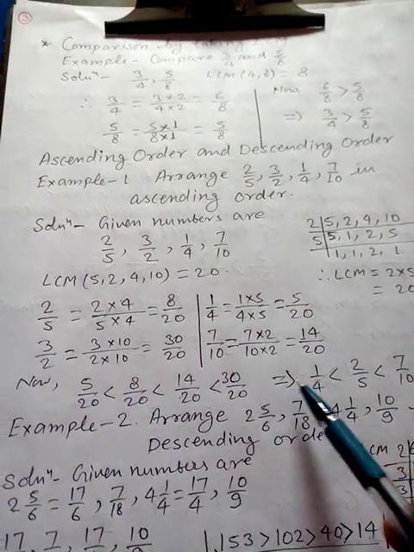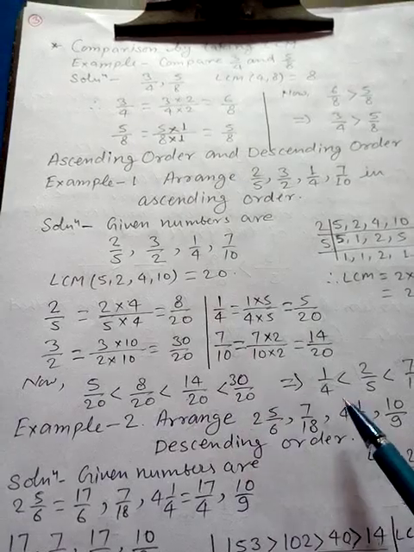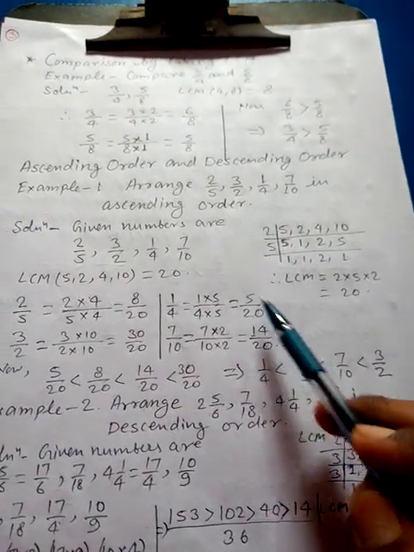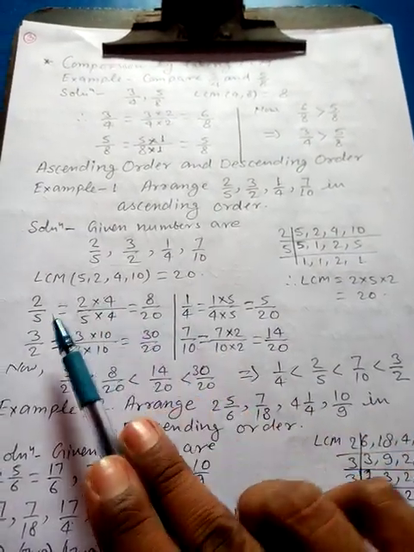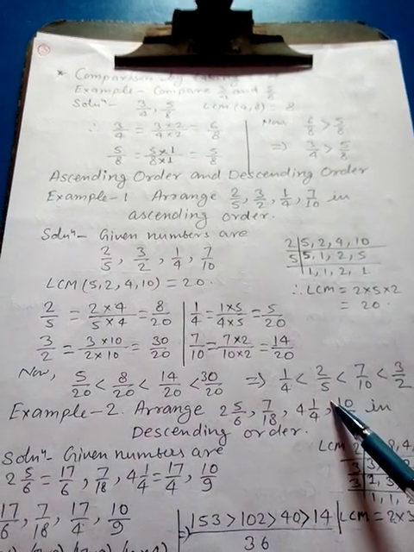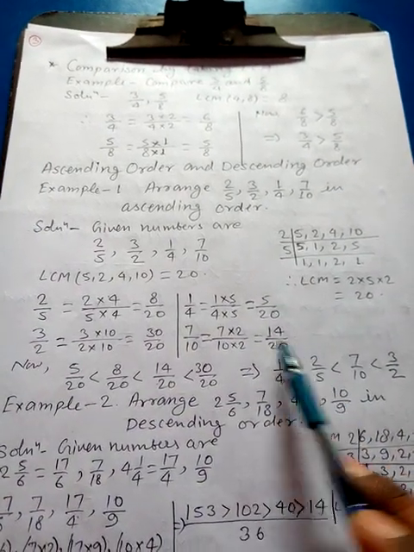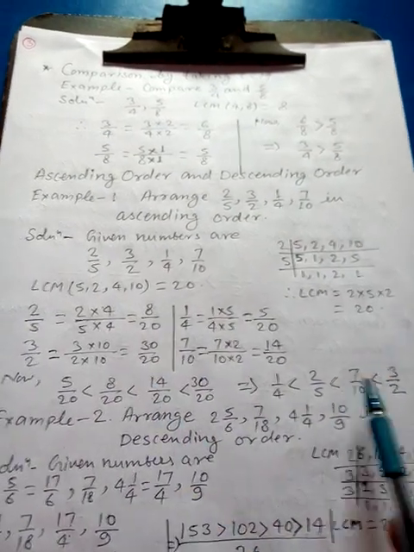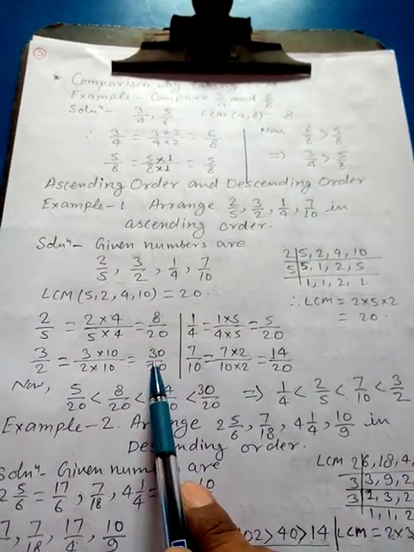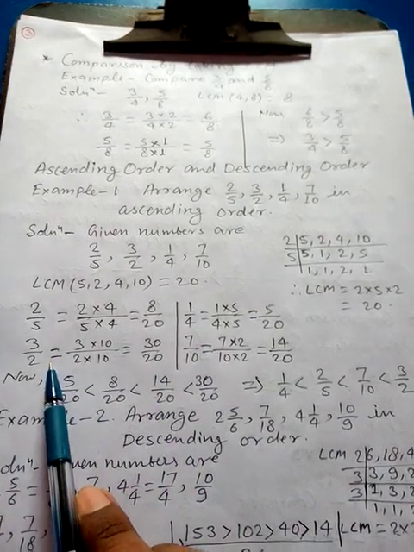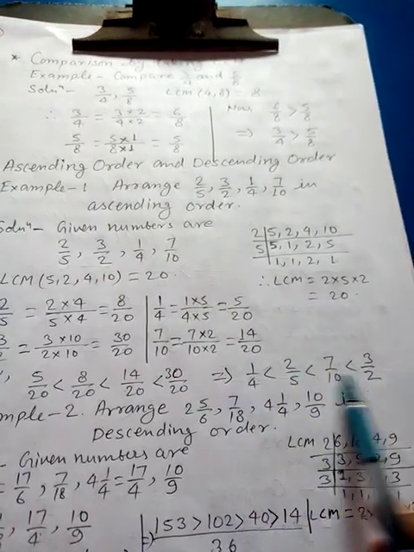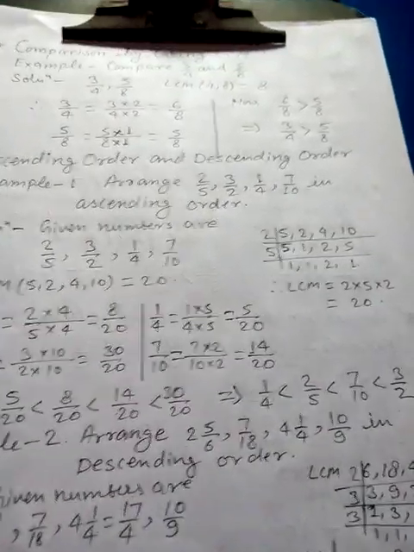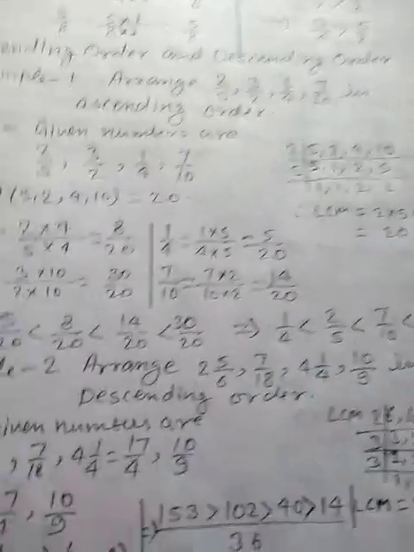5 by 20 is for 1 by 4, I am writing here 1 by 4. And 8 by 20 is for 2 by 5, so 2 by 5. Then 14 by 20 is for 7 by 10, 7 by 10. And this 30 by 20 is for 3 by 2, so it is 3 by 2. This is the ascending order. Likewise, we have to arrange the numbers in descending order also.